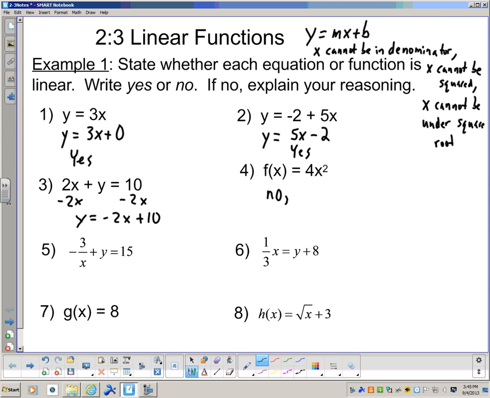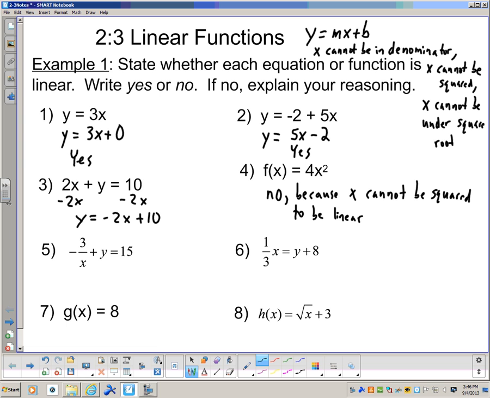And I'm going to say because x cannot be squared to be linear. It's a quadratic. Could say it's a quadratic, not a linear, as well.